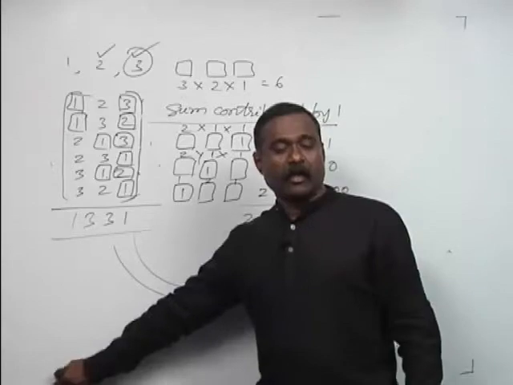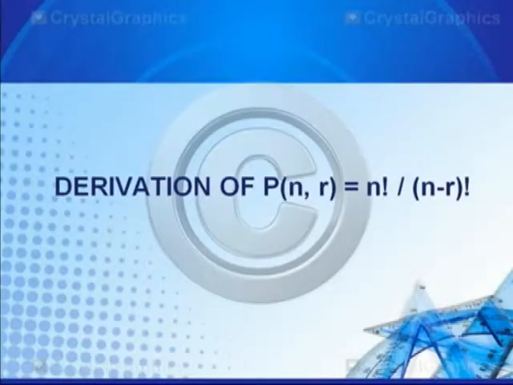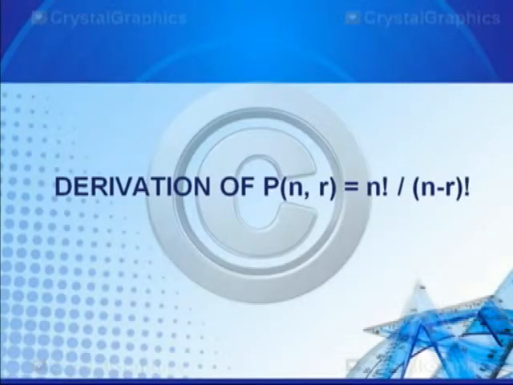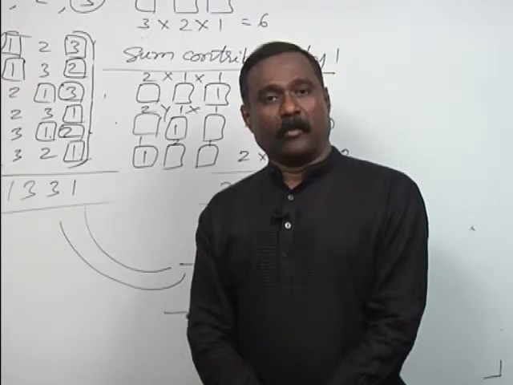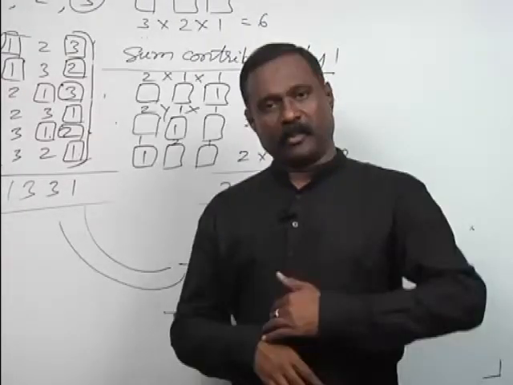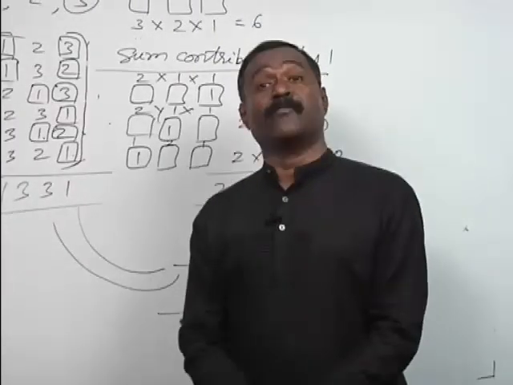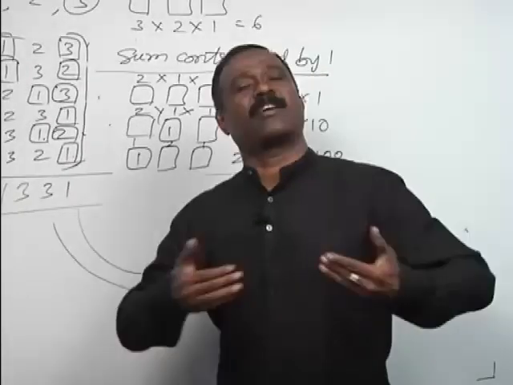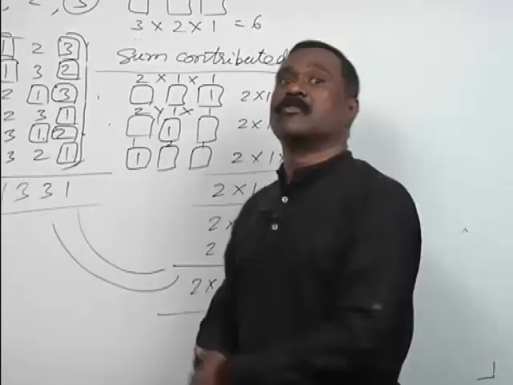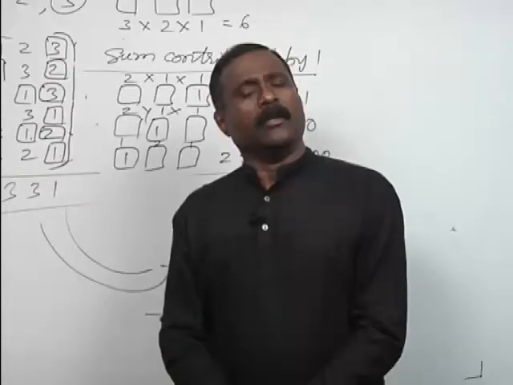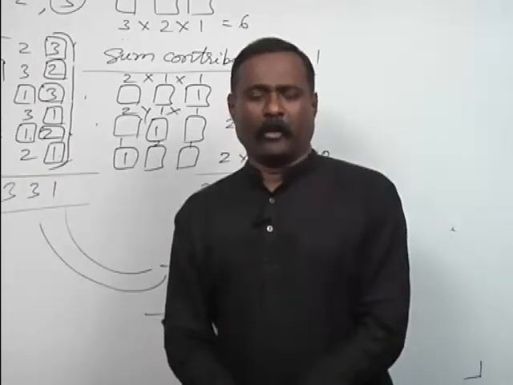In the next class, we will derive nPr, P of n comma r is equal to n factorial upon n minus r factorial, and we will understand how the principle of counting is used to derive that permutation formula, and what is with repetition and what is without repetition, and all this will be made into the formula for our convenience. But the principle of counting is very important to work out or to derive any formula in such a case.